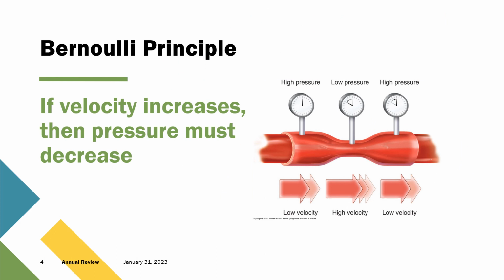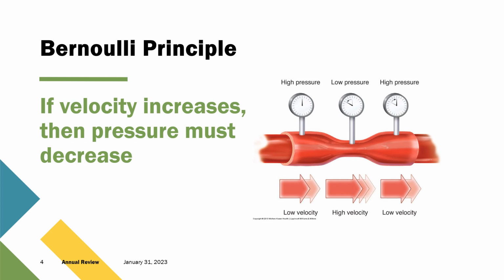Okay, that brings us to the Bernoulli principle. When I think about the Bernoulli principle, it's actually quite simple. It says that when we have a narrowing of the diameter of a tube, which in our case is going to be a vessel, our blood flow is going to increase in speed, and when that happens, it will have a decrease in pressure. So as velocity increases in our vascular system, we have a decrease in pressure, and that's Bernoulli's principle.